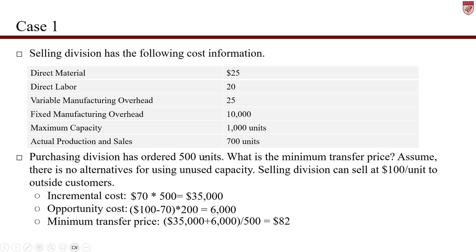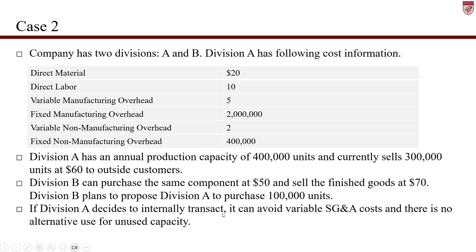So here we are seeing a slightly different scenario where we see an excess capacity issue if we are going to fill the whole order of the purchasing division of 500 units. In this scenario, we are losing the contribution margin to the outside market of $6,000. This is something that you need to take into account. We're going to look at another case.